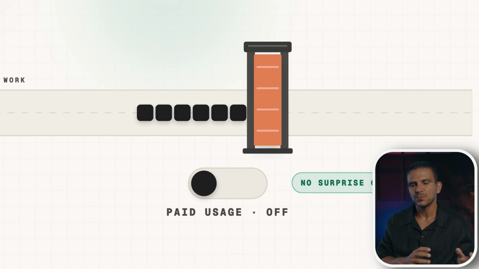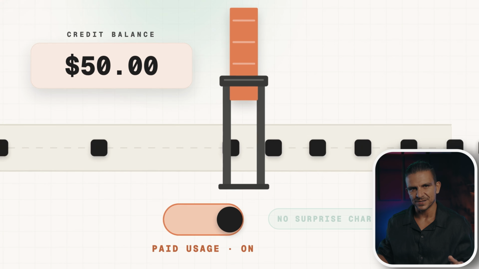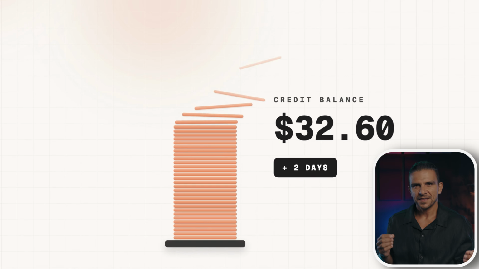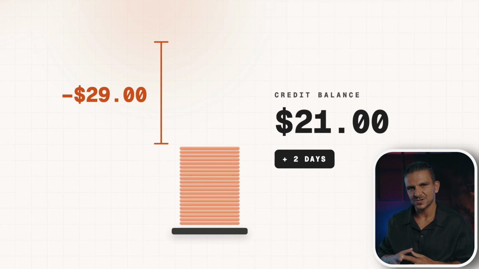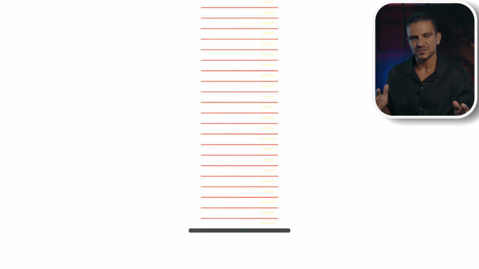I wanted to keep working, so I enabled paid usage and added $50 in credits. By the time my weekly allowance reset 2 days later, $29 of that balance was gone. I knew Fable was more expensive. I did not realize how quickly that difference would multiply across 30 scenes.